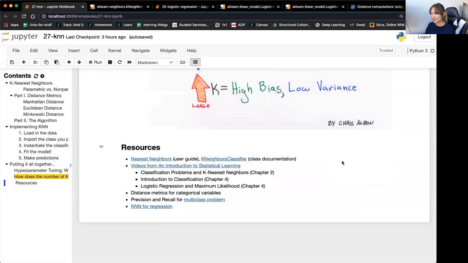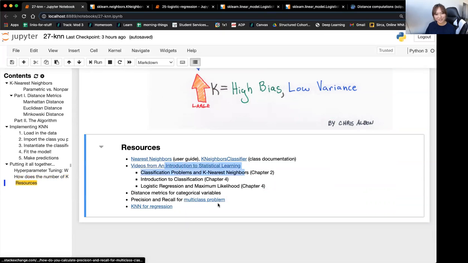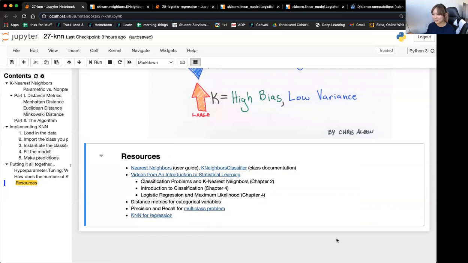I've also linked a couple of resources here. These are the Scikit-Learn documentation. This is that textbook that I've talked about: if you are interested in getting into the weeds of machine learning algorithms, this textbook actually comes with a set of videos, and the videos are linked here. And then a bunch of other readings that you can read about KNN. But cool. Any questions so far?